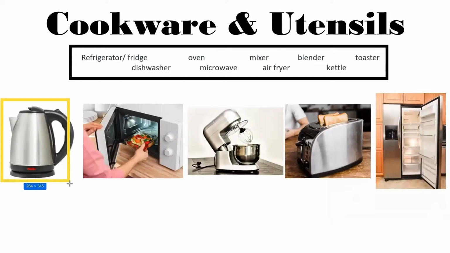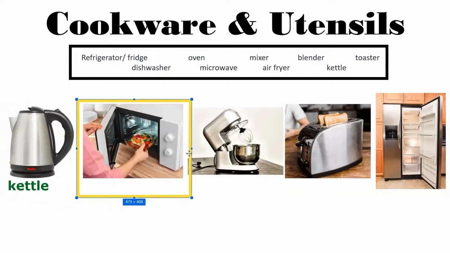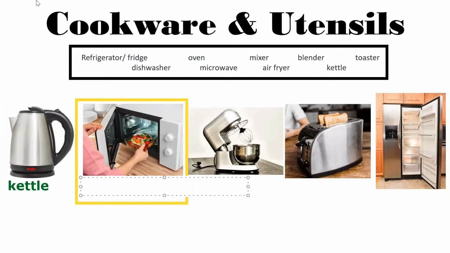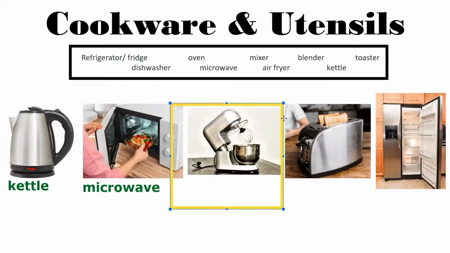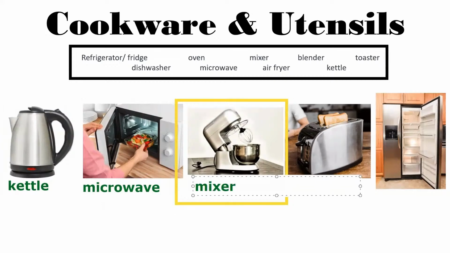So, with our first object, we call this a kettle. Kettle. And our next object, I'll give you a few seconds to think about this. What do you think we call this? You can tell me in the comments, or you could just say it out loud where you are. Okay, I hope you chose microwave. Microwave is the answer. And our next object, we call this a mixer. Mixer.